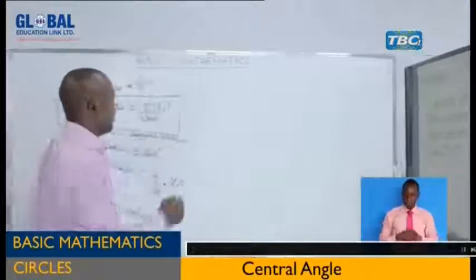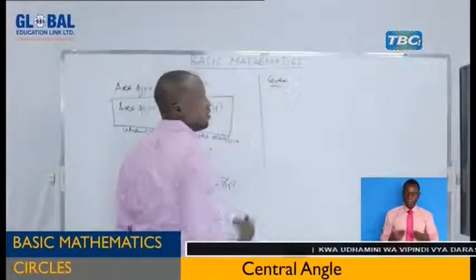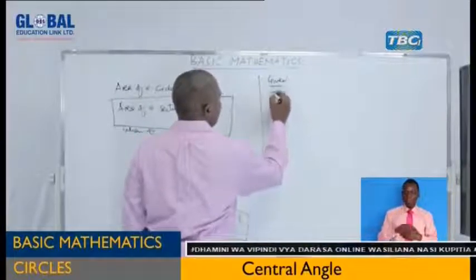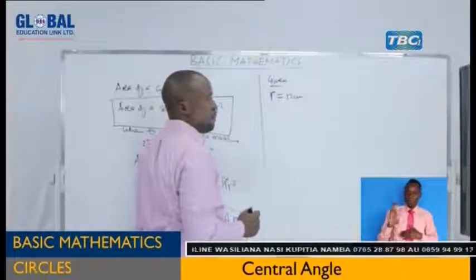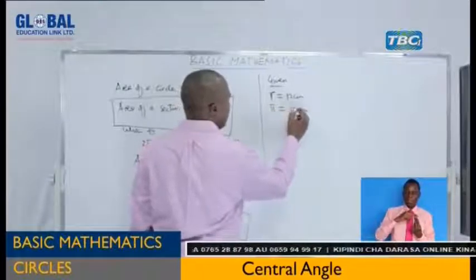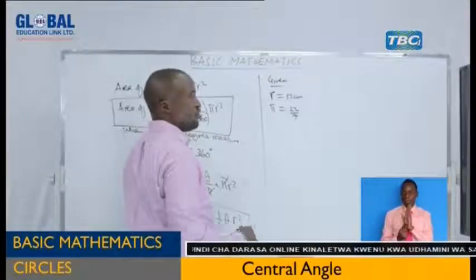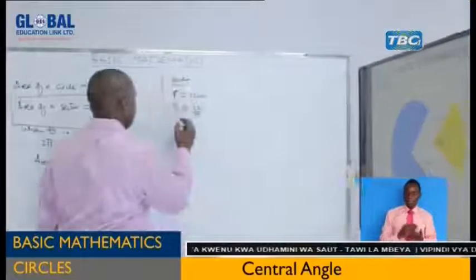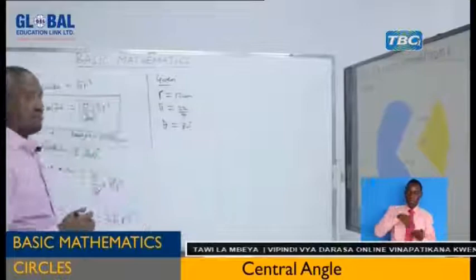Now, given, we have radius, that is r is equal to 12 centimeters, and pi is equal to 22/7. And of course, in our question, the central angle theta is equal to 80 degrees.